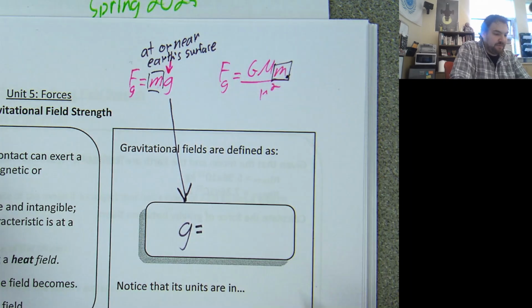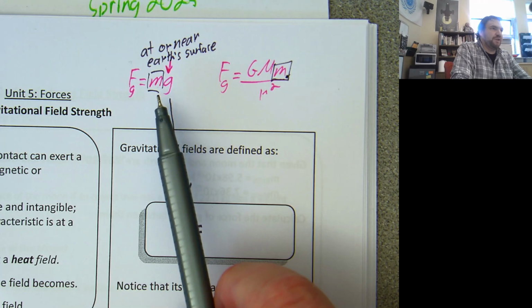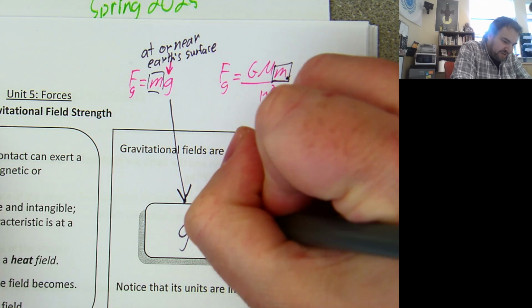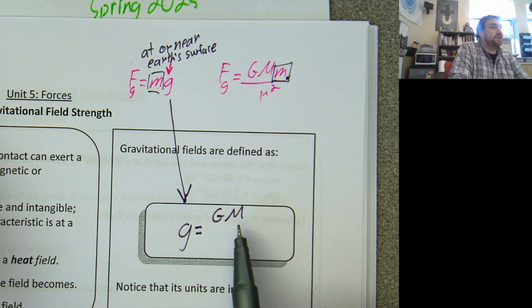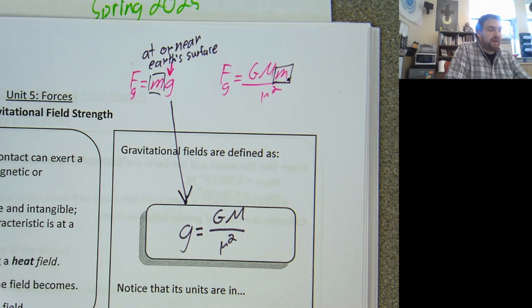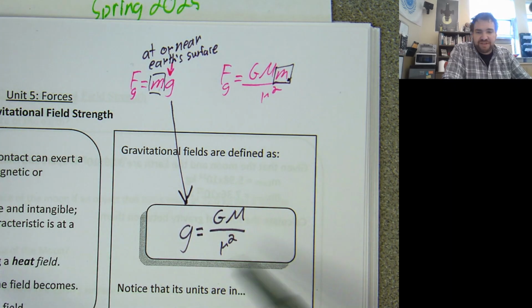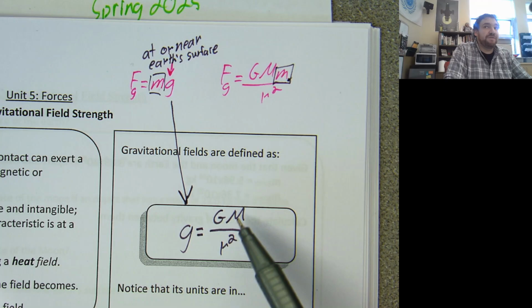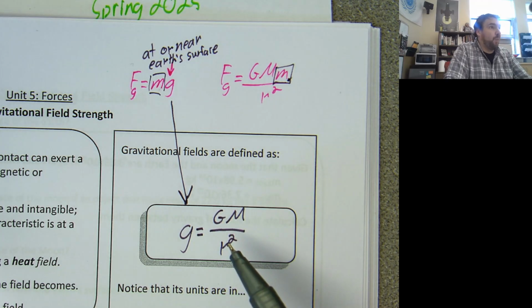Little g, which we said was gravitational field strength, has to be defined as big G times big M, the mass creating the gravity, divided by r squared. And so now what this is going to give us is, if little g represents gravitational field strength, this portion of the equation is going to give us what that strength is anywhere around a given mass.